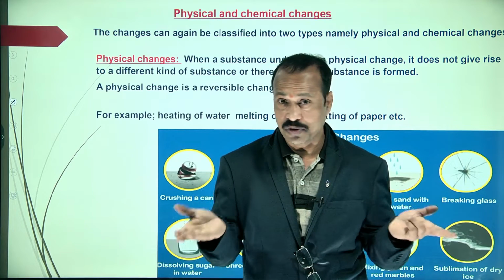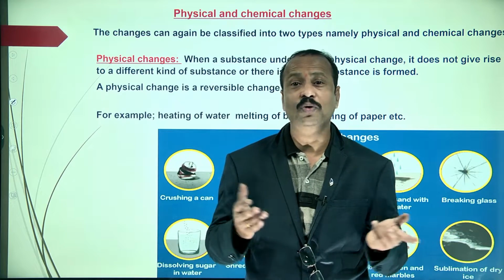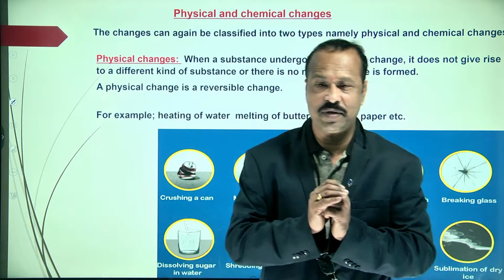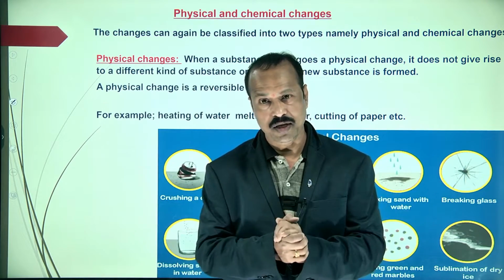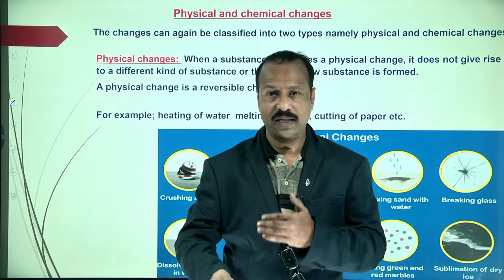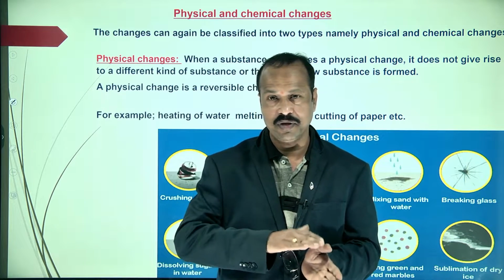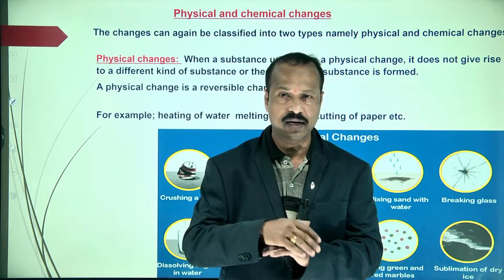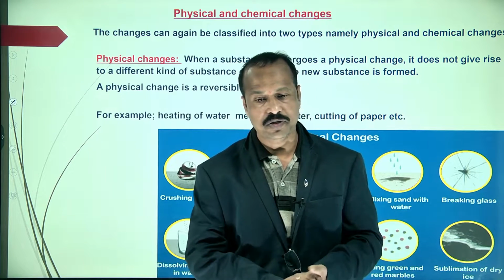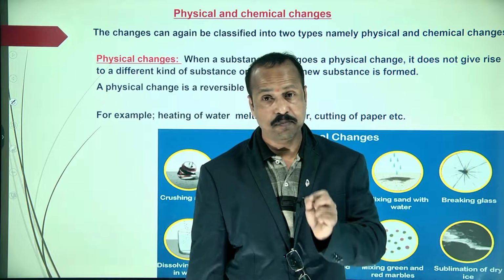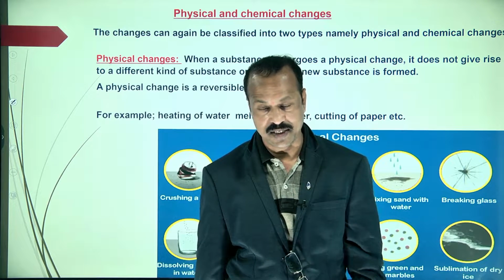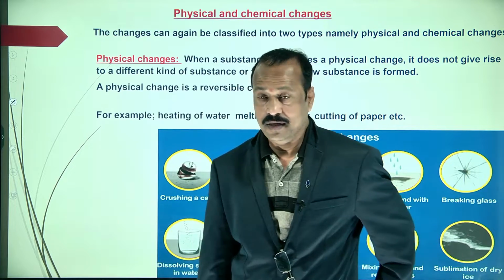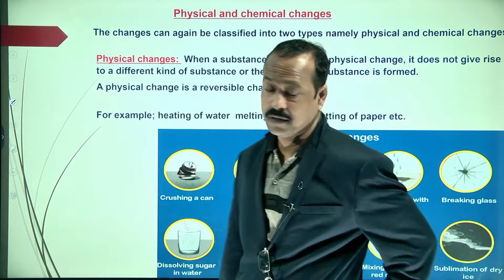Third one, if there is no change in the composition, then no new substance is formed. So no new substances are formed, the same things remain the same. Okay, and generally they are reversible. Reversible means what? Once they change into another shape, again we can get back the original shape. So these are the properties of a physical change. Is this clear to you? Yes, sir.